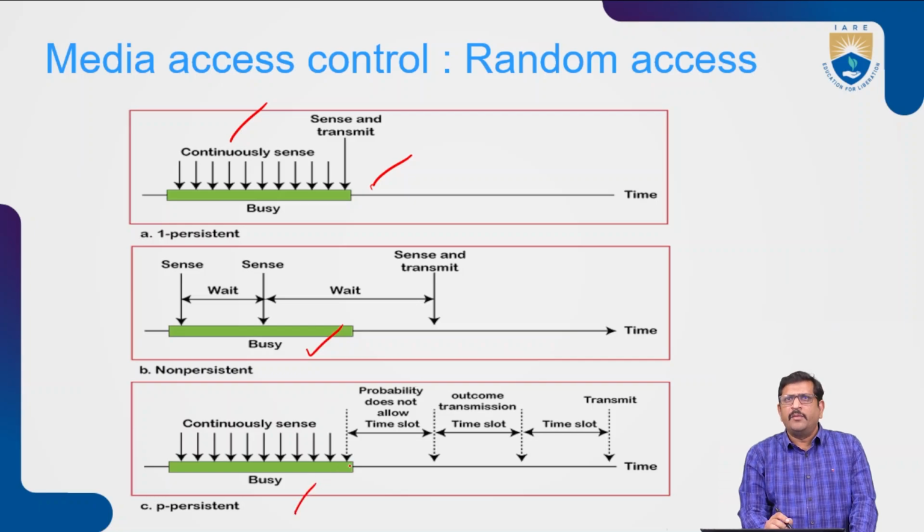In p-persistent, it starts by continuously sensing the channel while it is busy. The probability determines the time slot in which transmission occurs, and the signals can be transmitted depending on the value of the probability. If the probability is very high, it transmits the signals to the other device.